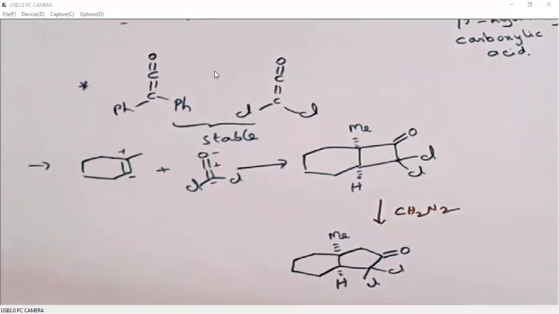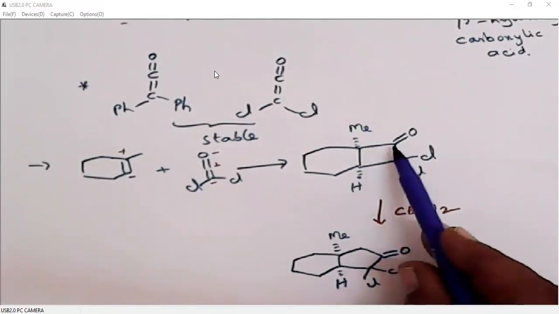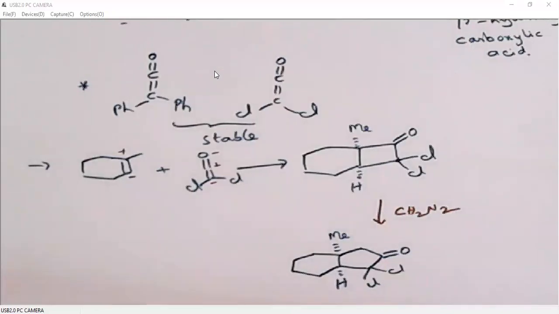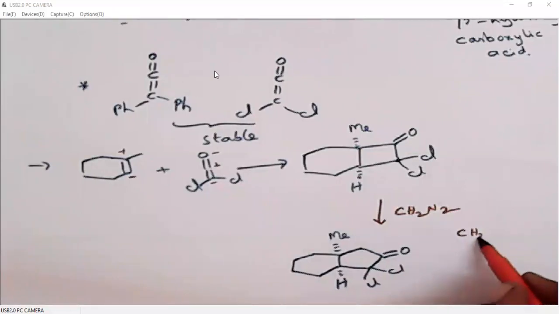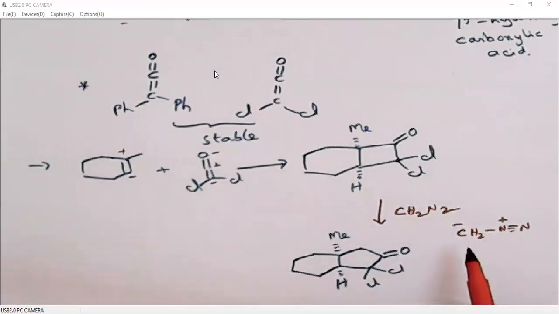Diazomethane will lead to the expansion in the ring size. Okay, here I'll write the charges. You try the mechanism. So this is minus, this is plus. So CH2 minus will attack on carbonyl.